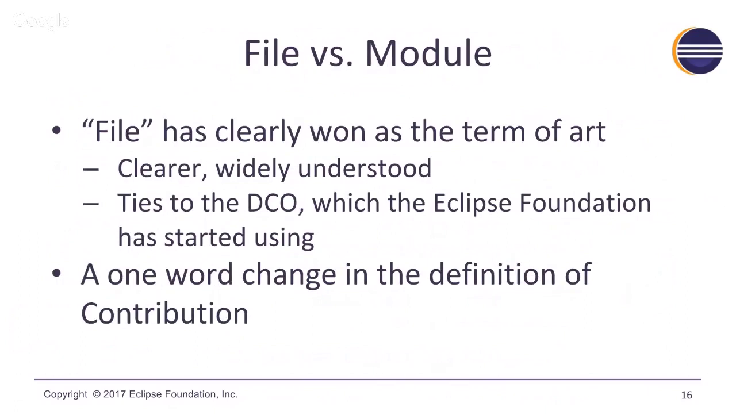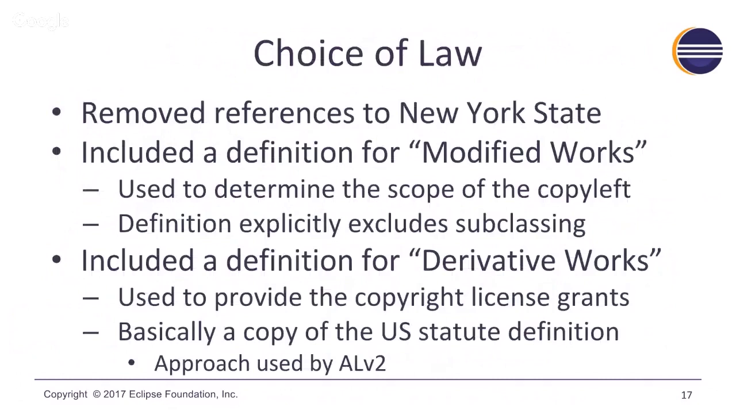File versus module. EPL version 1 referred to module as the scope of the work that was covered under the EPL, and file is clearly the term of art that has won. It's clearer, more concrete, better understood, and it also ties to the Developer Certificate of Origin, which the Eclipse Foundation started using last year when we moved to the Eclipse Contributor Agreement. And this is really just a one-word change in the definition of contribution. So it was a very, very simple change to make to the license itself.